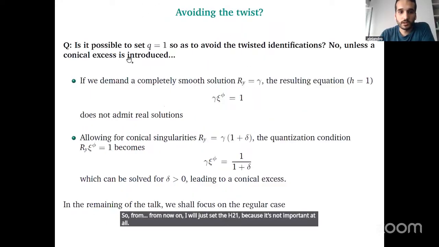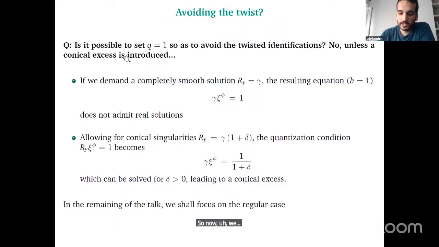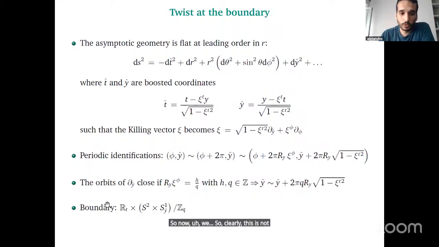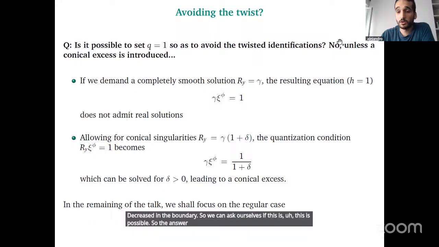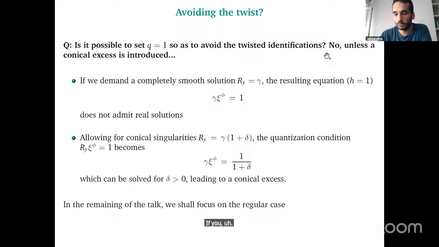Clearly, we would like to avoid this twist in the boundary. So we can ask ourselves if this is possible. The answer is no, if you impose that you have a completely smooth geometry.